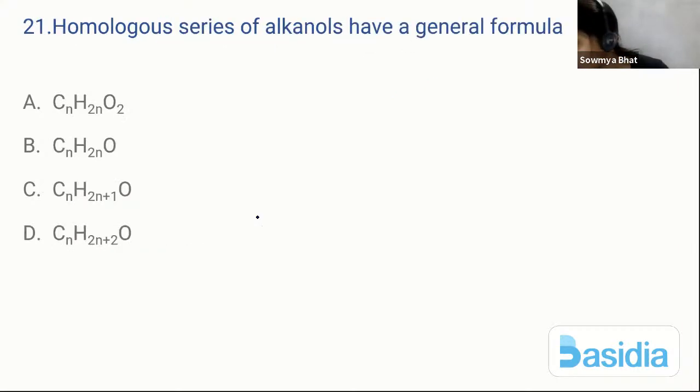Let's move on to the next question. Homologous series of alkanols have the general formula. So we already discussed the homologous series. So homologous series is a series of compounds which are represented by a single general formula. That's what you have to remember. And you should know what exactly is alkanol. It is a combination of alkane plus ol. Ol refers to the alcohols.